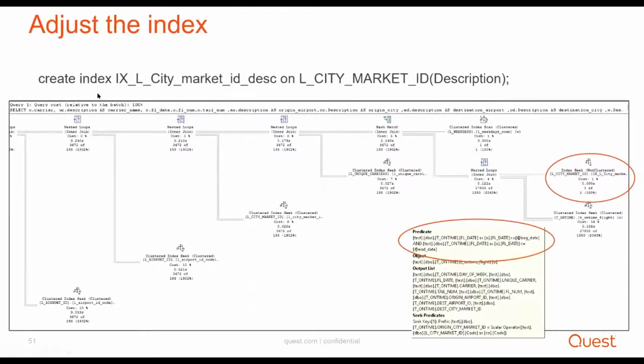And then I added this index on city market because I wanted to make sure it was driving by that. And as you can see, it's doing an index seek. I got rid of my implicit conversion, and there is no parallelism. It's doing nested loops.